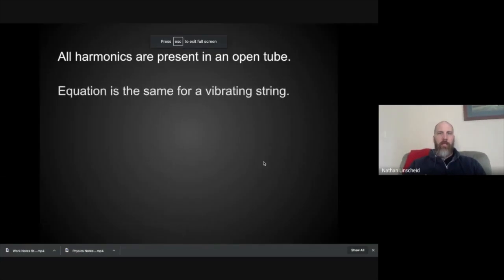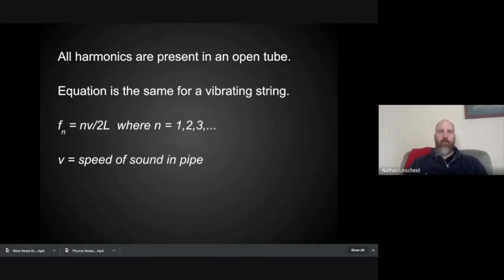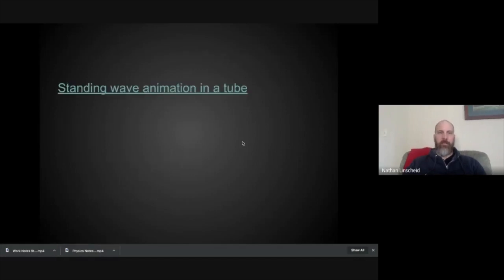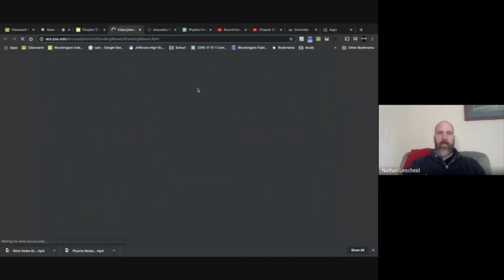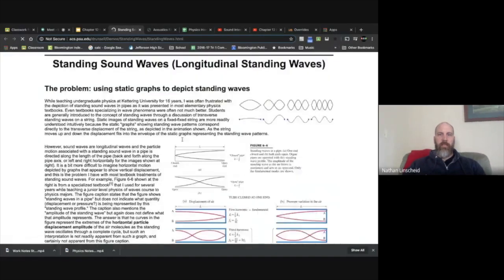In an open tube, a tube that's open at both ends, the equation for figuring out frequency is the same. So any frequency you want, any integer whole number will work. And the speed of sound is your velocity. It's a little bit different than a string, because a string can have very different velocities depending on the material the string is made of. L is the length of the tube. All right, so here's the standing wave in a tube. What does that look like?